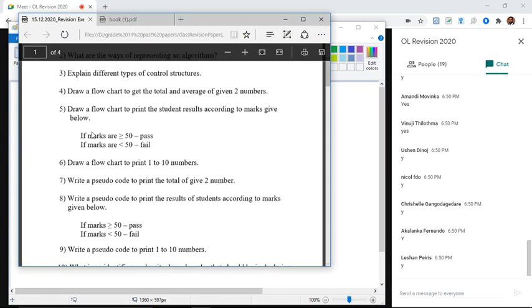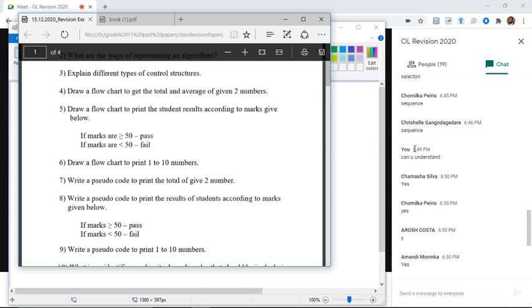The next question, draw a flow chart to print the student results according to the marks given below. So what you will have to do? If marks greater than or equal 50, pass, otherwise fail. Okay. Fifth one.